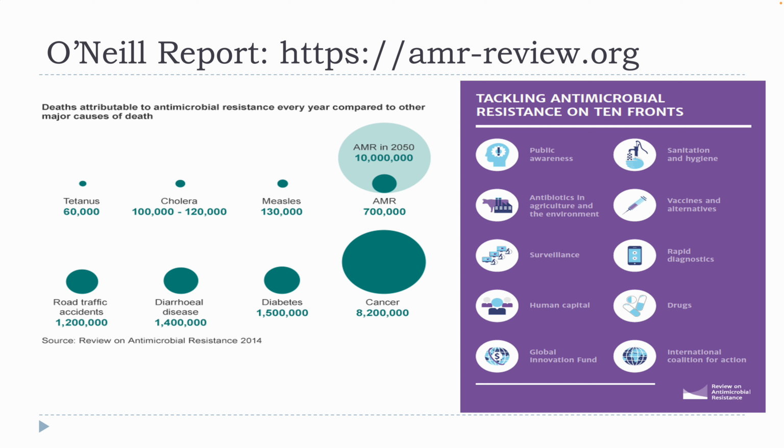A few years ago now, 10 years ago in fact, the O'Neill report came out, and this looked at what the problem might be in years to come, and O'Neill predicted that by 2050 antimicrobial resistance will be causing 10 million deaths per year, compared to currently where it's maybe 700,000. And so it actually becomes more of a problem than cancer.